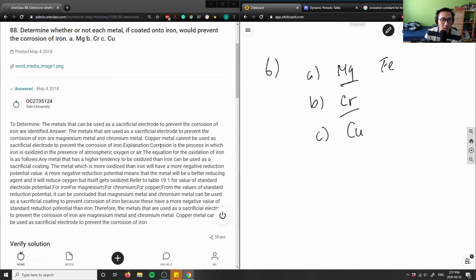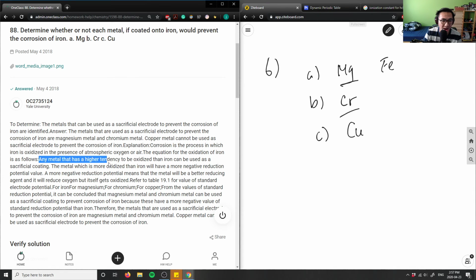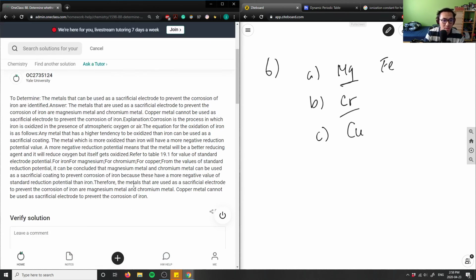But if coated, the explanation is that corrosion is just simply oxidation. That's good. Basically, it's saying here, any metal that has a higher tendency to be oxidized than iron can be used as a sacrificial coating. So if you did look at our oxidation potential tables, you would see that magnesium and chromium have a higher tendency. So it's higher up, which means it will be oxidized before iron, right? Whereas copper here is below iron in the oxidation potentials. Therefore, it would not protect against the corrosion of iron, because iron will corrode first before copper corrodes here. So this solution here is correct.